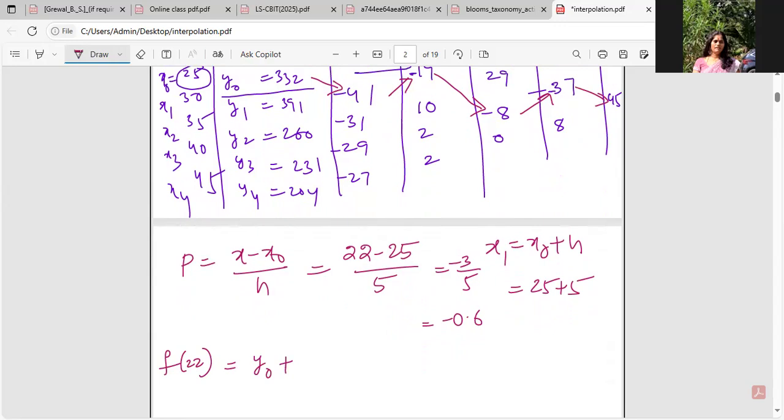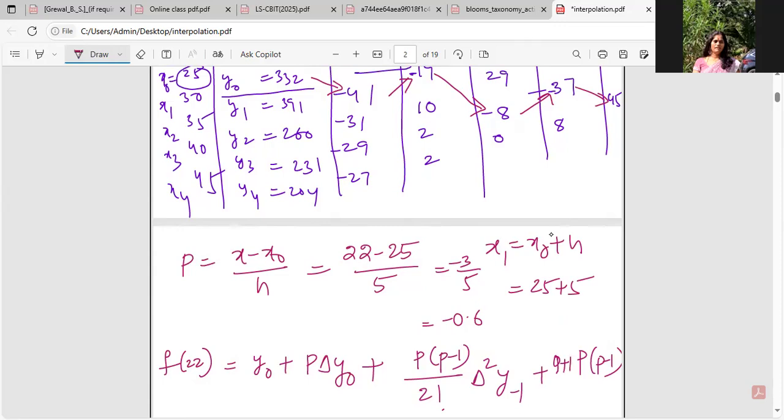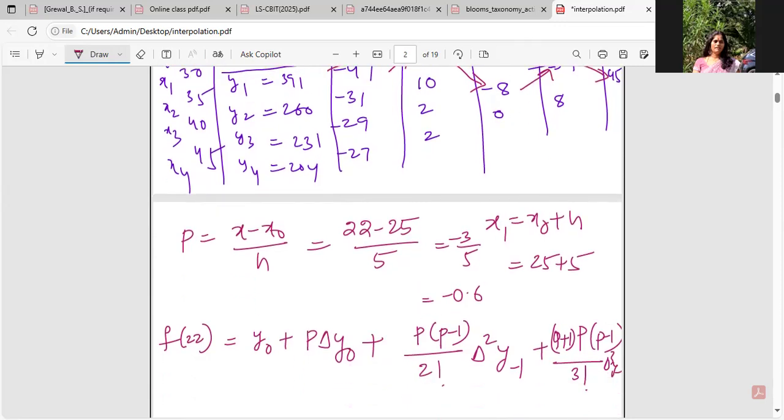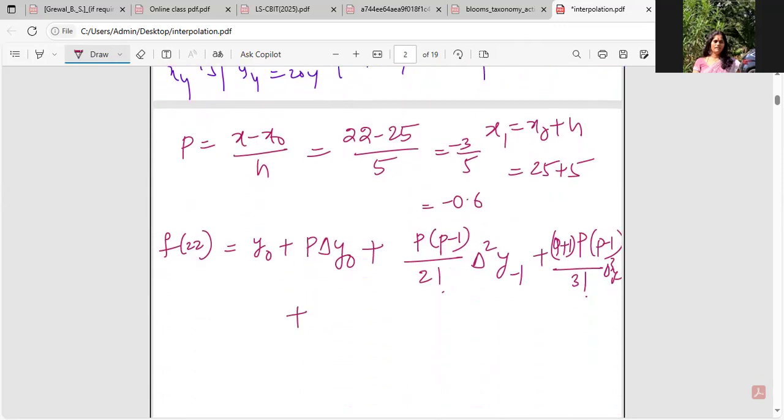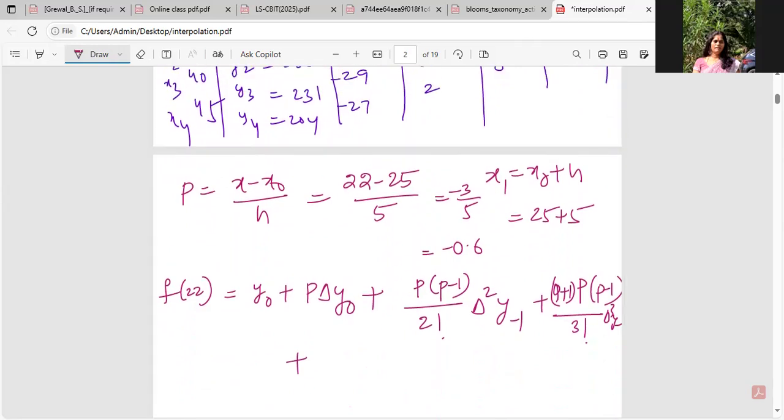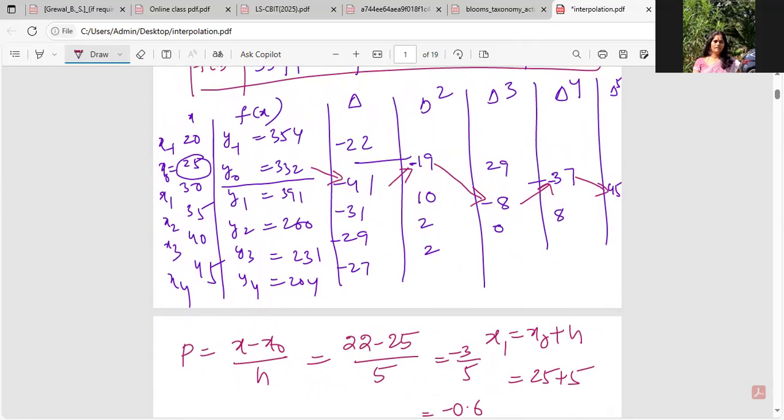I'll just write the formula once. y0 plus P into delta y0. In the suffix, two naughts are there, one after the other. Then P into one step forward, by 2 factorial, delta square y minus 1. One step forward, one step backward. One step backward. Okay. By 3 factorial, delta cube y minus 1. And it goes on and on. Of course, let me write how many differences I am considering, that many differences I have to write.